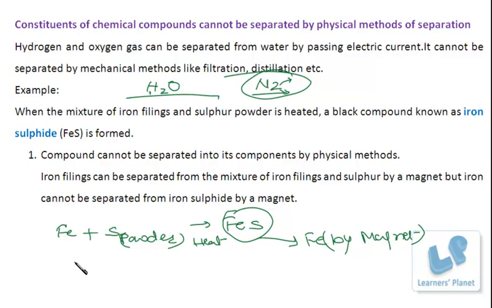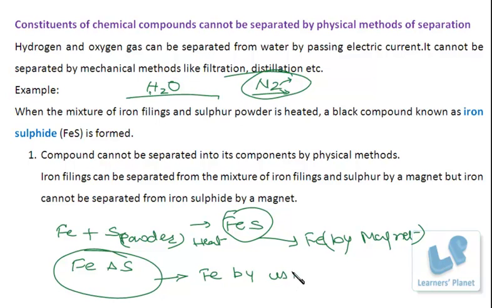But say if I am taking the mixture of iron and sulfur powder, from this mixture we can separate iron by using a magnet. Whereas we can't separate iron from iron sulfide by using a magnet. Okay? So, the constituents of a compound cannot be separated by physical methods of separation.